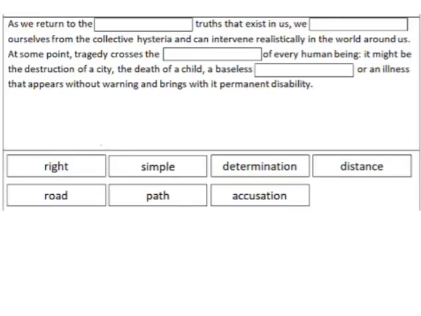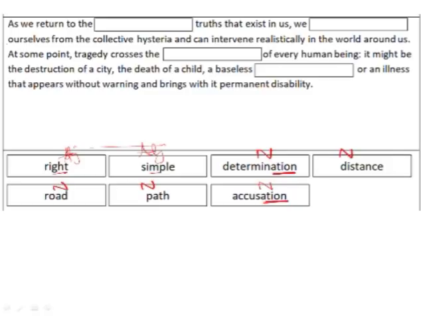Let's do it. The first thing we do is to look at the choices and determine what these choices are, whether these are nouns, verbs, adjectives, or whatever. So, simple, what are these? These are adjectives. Determination, noun. This TION helps us to find out, yes, these are nouns. Distance is a noun. Road, paths, these are all nouns.